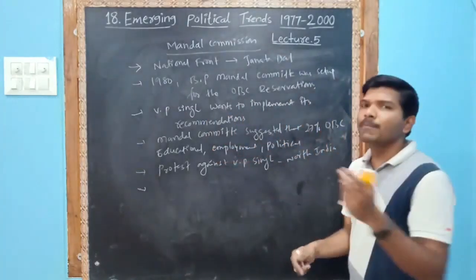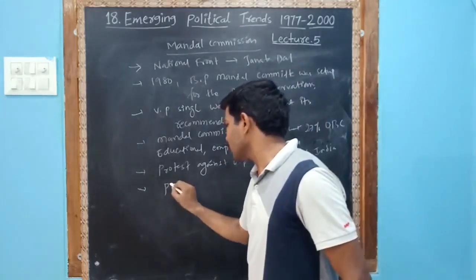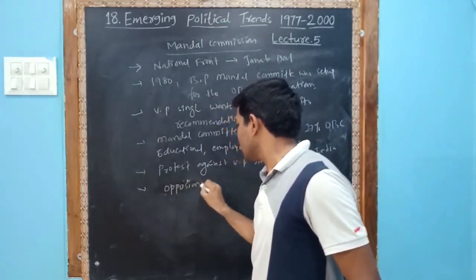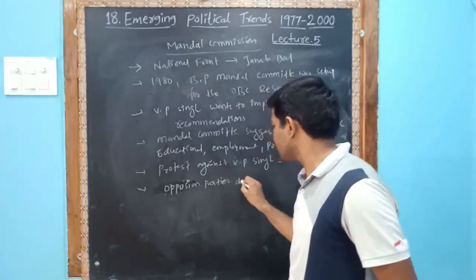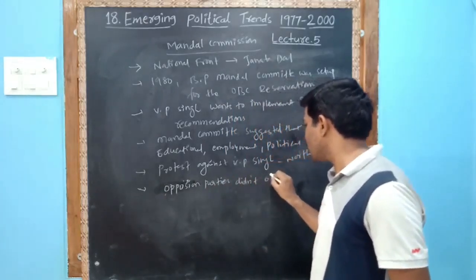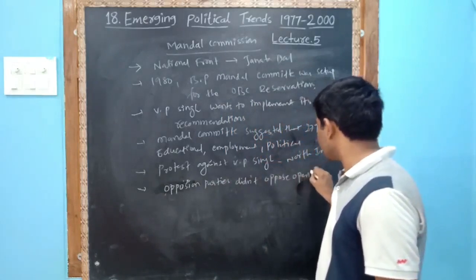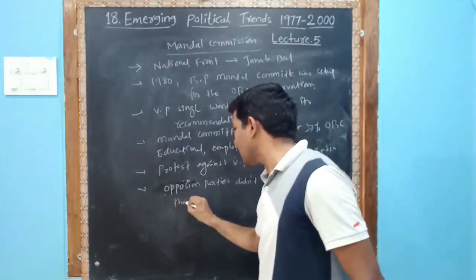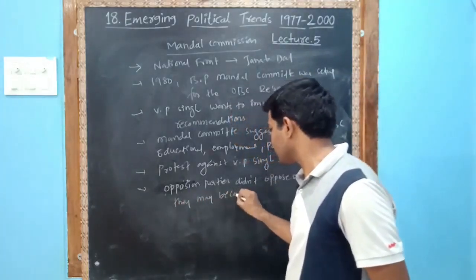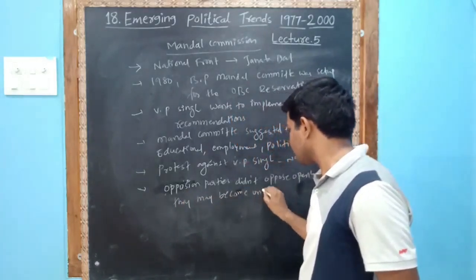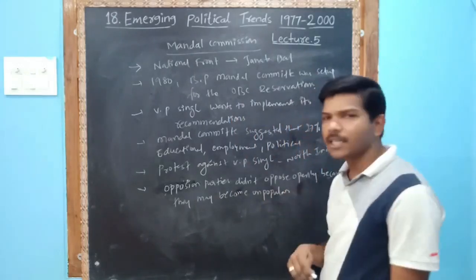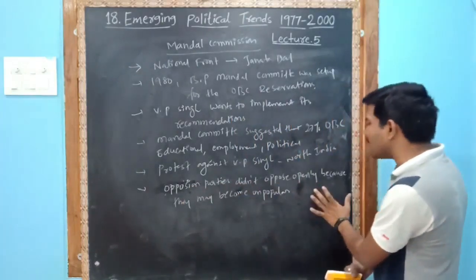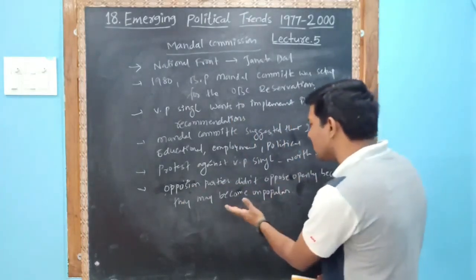Some of the parties, see the parties' attitude. We have to identify the parties' attitude here. Opposition parties didn't oppose openly because they might become unpopular. Yes, you see the character of the political parties. The opposition parties did not oppose openly because they might become unpopular.